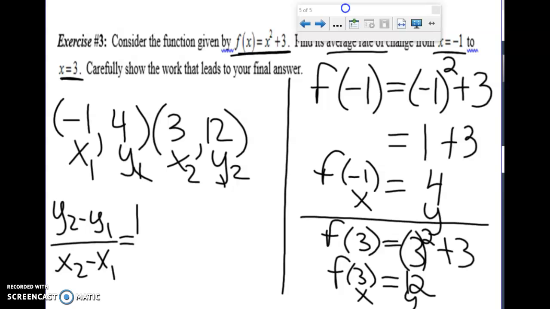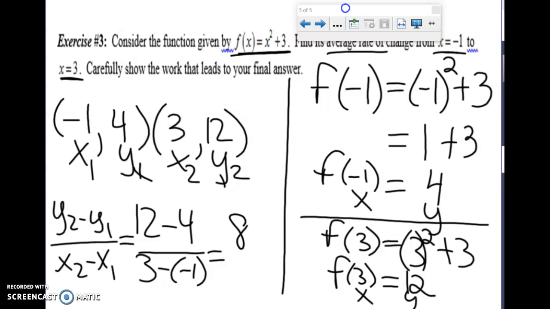But basically we're going to do 12 minus 4, and then we're going to do 3 minus a -1. It ends up giving us 12 minus 4 for 8. Double negative here, so 3 plus 1 is 4. 8 divided by 4 is in fact 2. Your average rate of change.